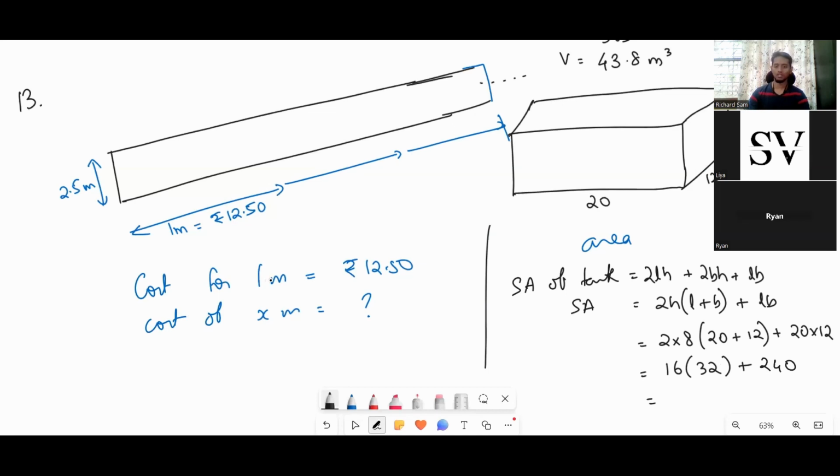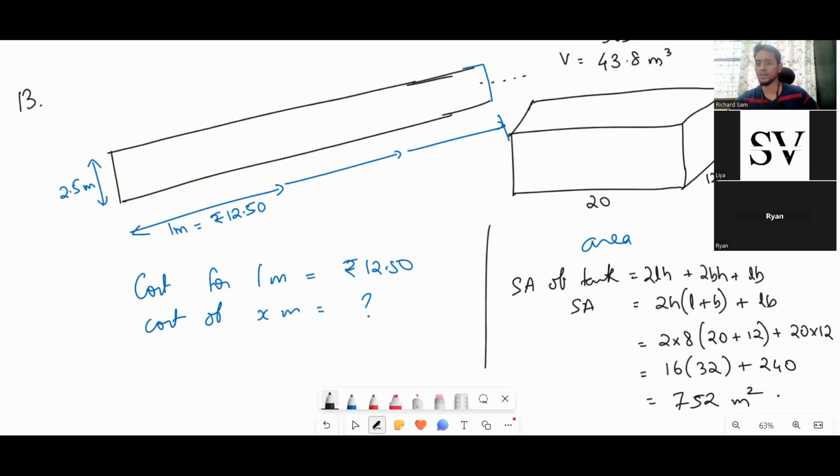No. See, they have not given the cost for 1 meter square. What we're getting here is meter square, but what we need here is meter. So we have to make that change.